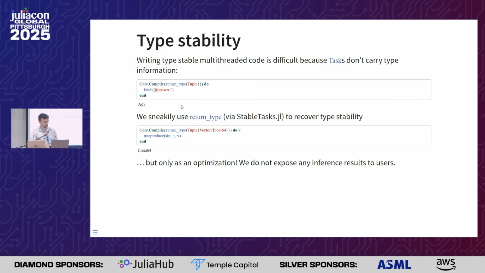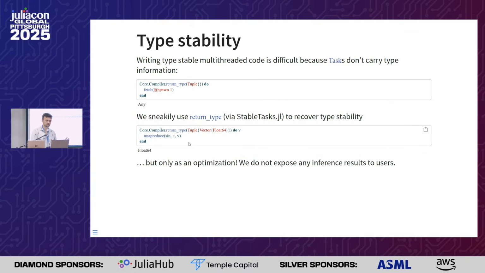Just a little note: one thing that makes it hard to work with high-performance multi-threaded code is that it's often type unstable, because Julia's tasks are not parameterized on the function that they're calling or the return type of that function, for somewhat good reasons. So if you fetch and spawn just return the number 1, Julia's like, oh, I don't know what that could be. And so we somewhat sneakily use the return type function in the StableTasks package to recover this type stability, so that with tmapreduce over some vector, the compiler knows what that's going to return.